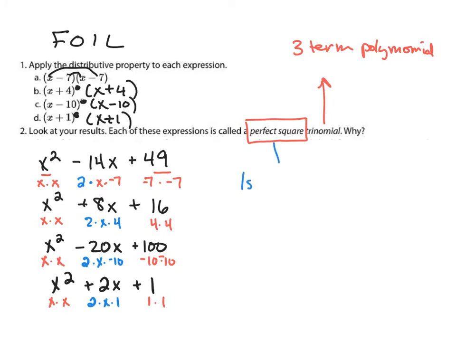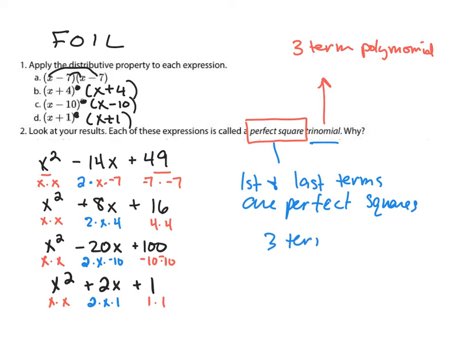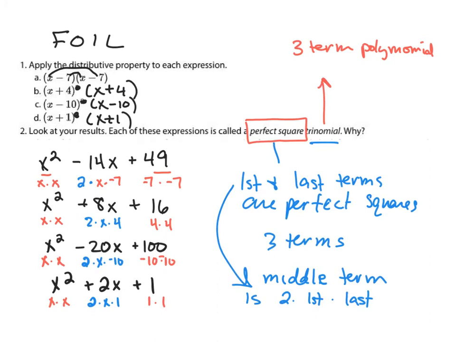Perfect square means the first and last terms are perfect squares. Perfect squares are any numbers that multiply by themselves, like 1 is 1 squared, 4 is 2 squared, 9 is 3 squared, etc. Perfect squares. And it's a trinomial, so there's 3 terms. And I guess I need to clarify the middle term is 2 times the first times the last. Cool.